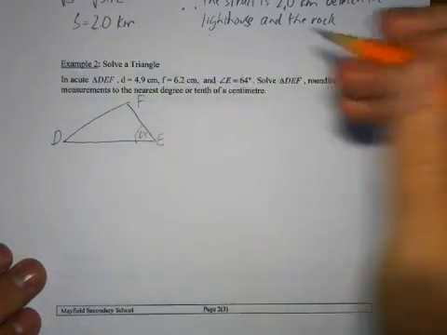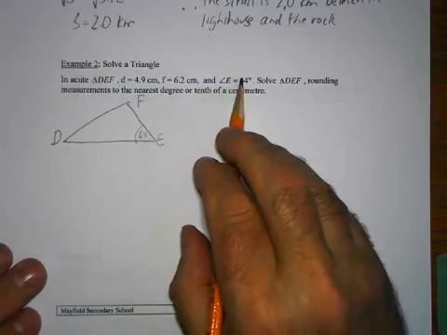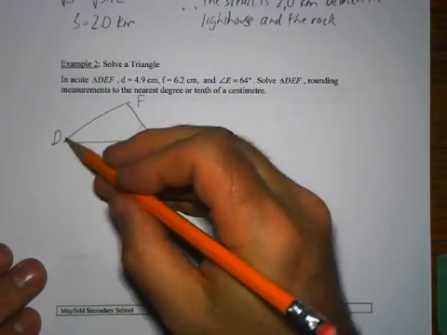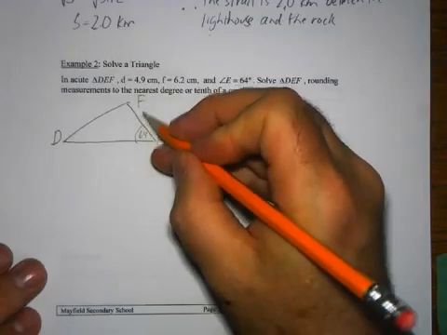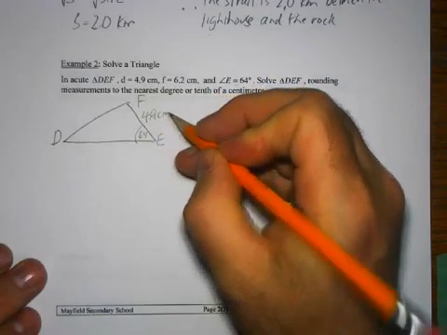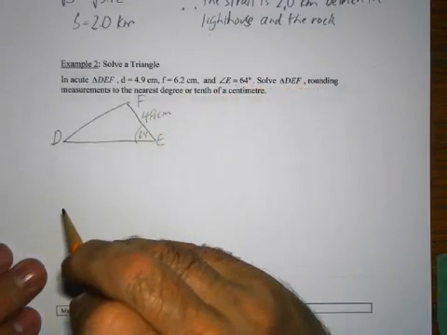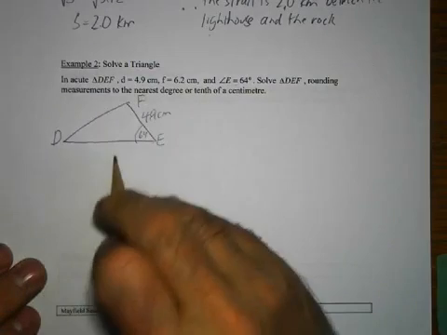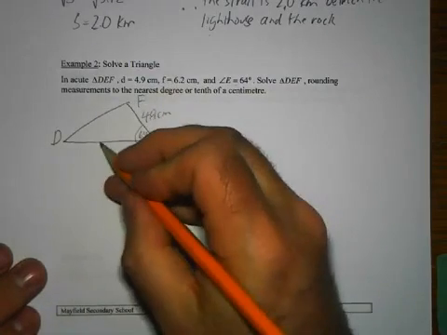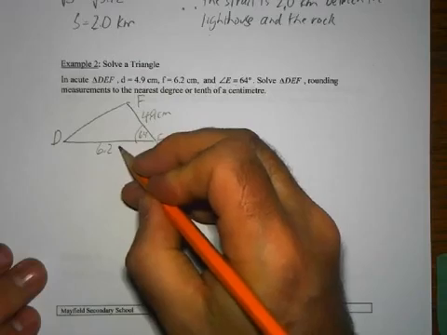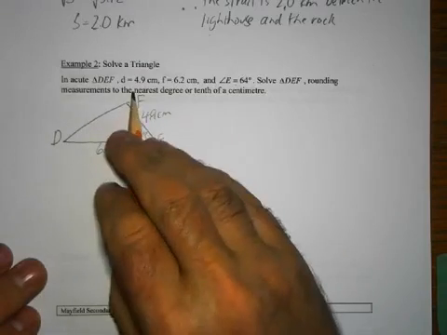So we know angle E is 64. We know side D, so D is across here. So D is 4.9 centimeters. And we also know that F is 6.2 centimeters. Okay, and that's all we know.